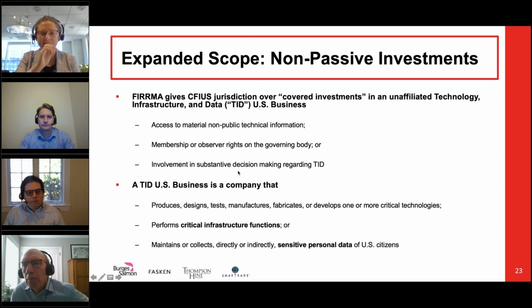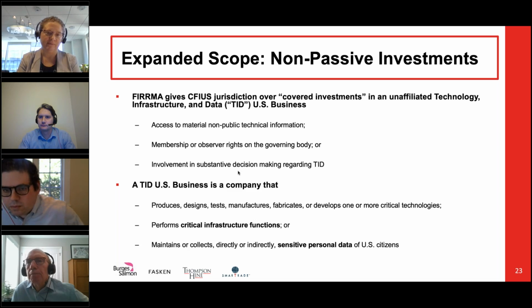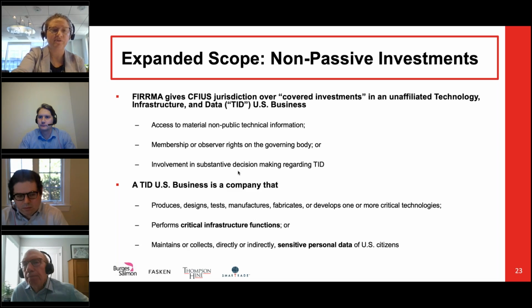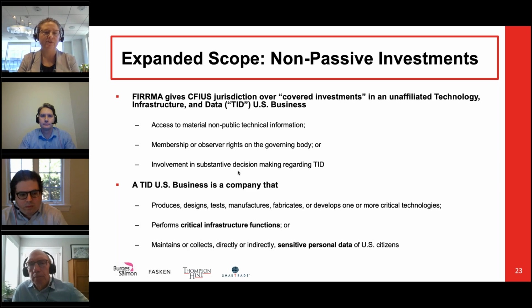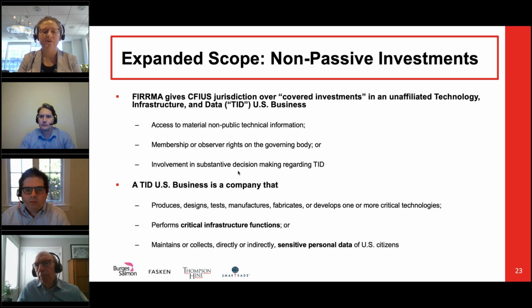So a non-passive investment is where any foreign person, directly or indirectly, has one of these three rights that are on the first part of this slide in a TID US business. So first you have to have a US business that meets one of these thresholds: technology, infrastructure, or data, right? So if you have a company that's producing canned goods, that's probably not going to be a TID US business. So they don't need to worry about whether they meet the non-passive investment threshold.